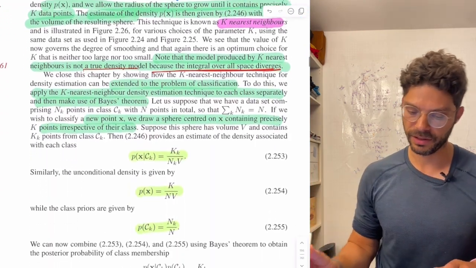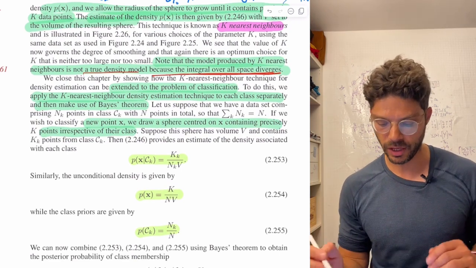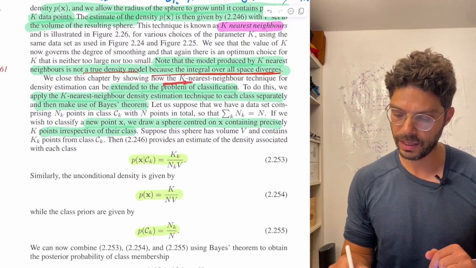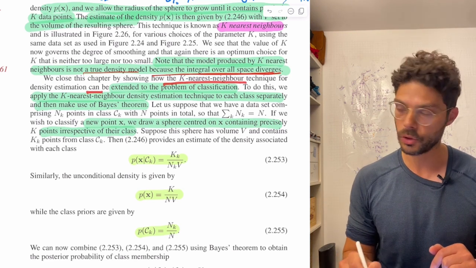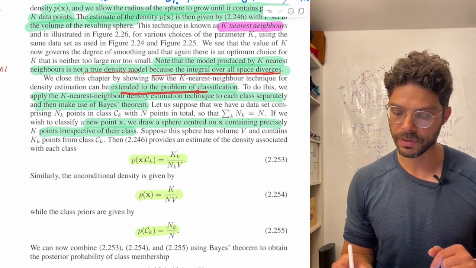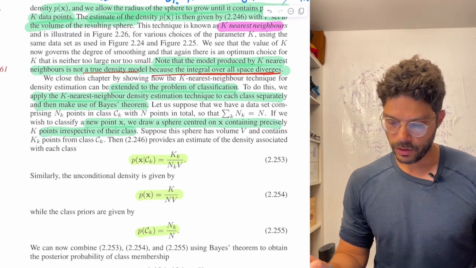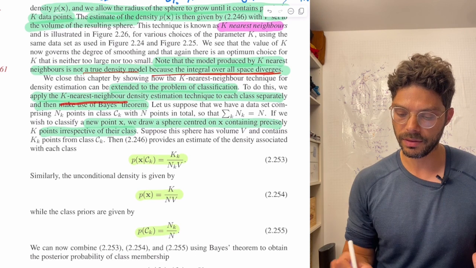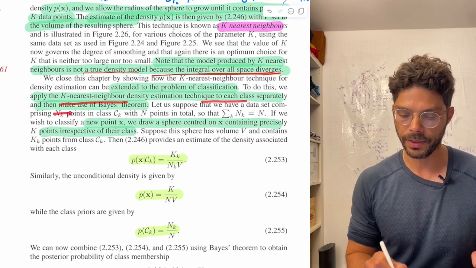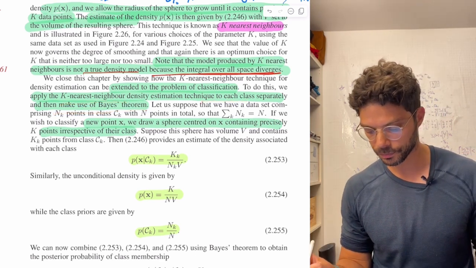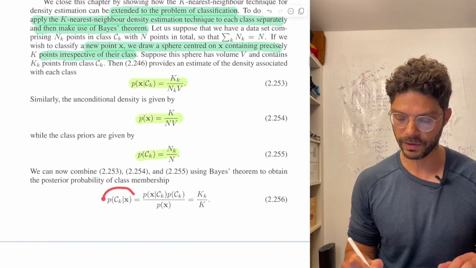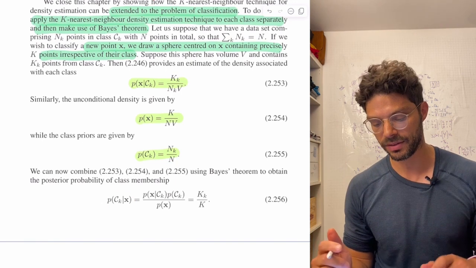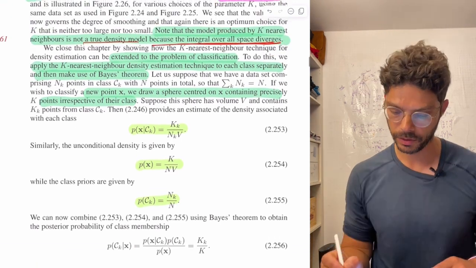Okay, and then finally, we're going to use this for classification, and we're going to come up with this cool nearest neighbors rule. So, reading: we close this chapter by showing how the k nearest neighbor technique for density estimation can be extended to problems of classification. To do this, we apply the k nearest neighbor density estimation technique to each class separately, and then make use of Bayes' theorem. So essentially, the game is going to be to figure out the probability of each class given your data point, and then pick the class which has the highest probability for that data point.